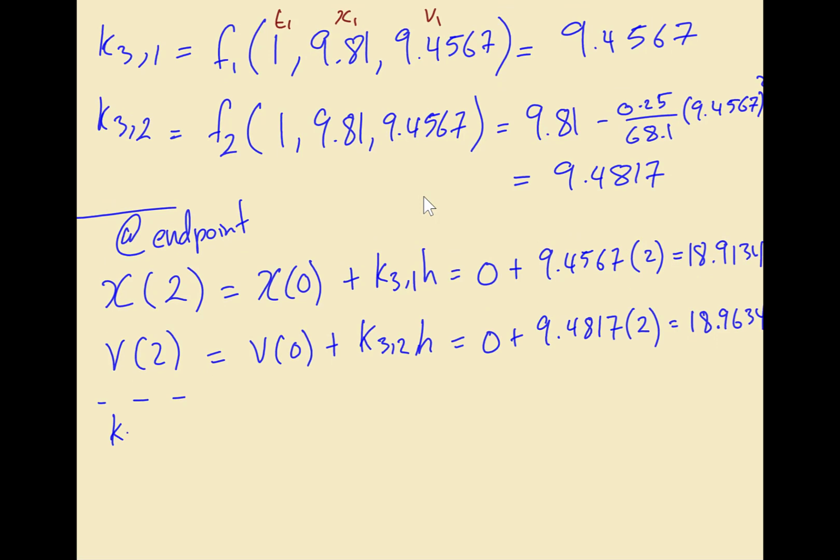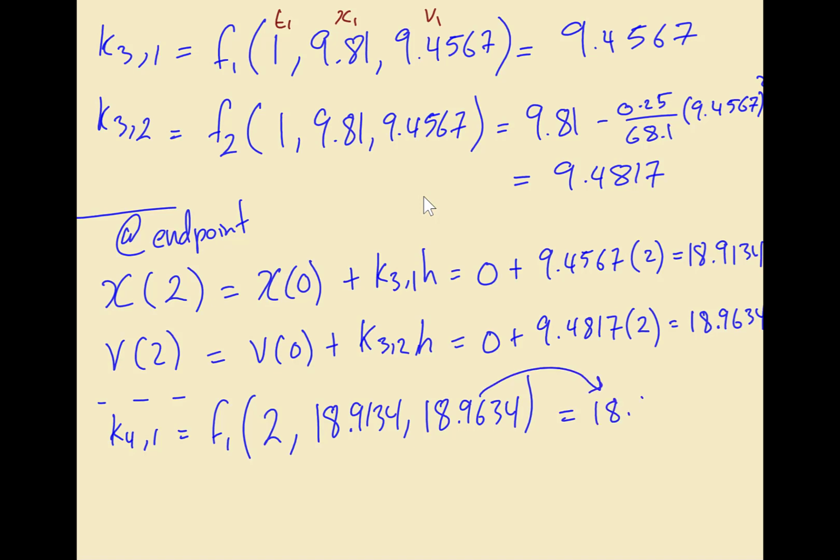Now we use these values to figure out what is K41 and K42. Okay, so K41 is going to be the initial function, which is dx by dt, right? Where the time here is going to be 2, x is going to be 18.9134, and velocity is 18.9634. You plug it in to the equation, which is the velocity only, so we just take this value, okay? Again, 18.9634.